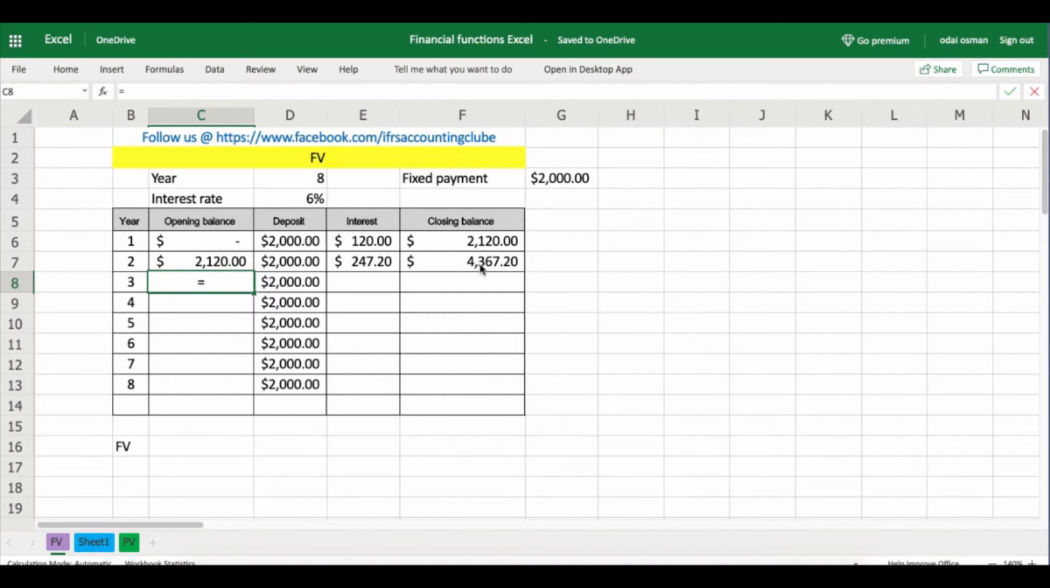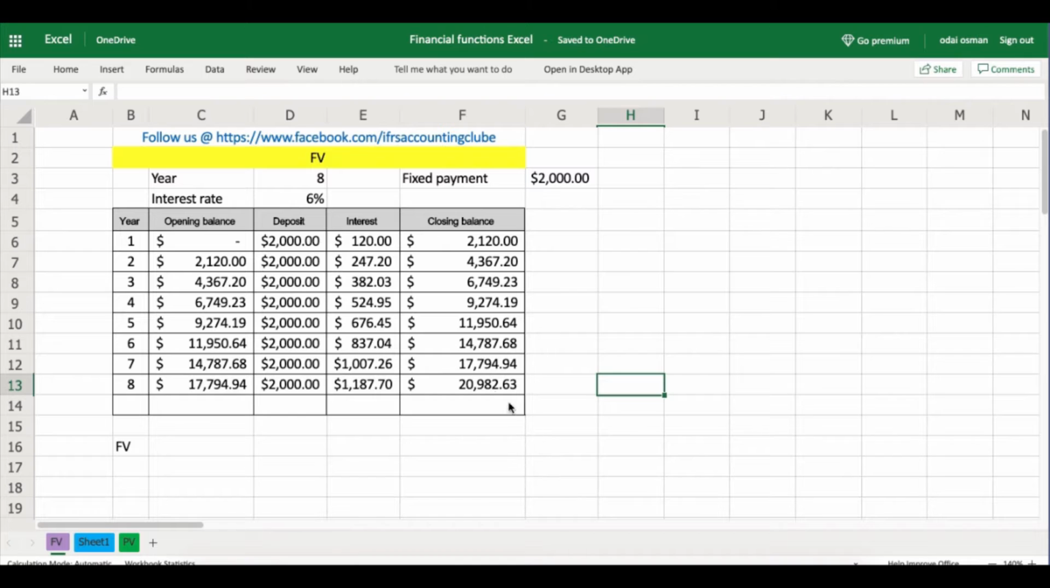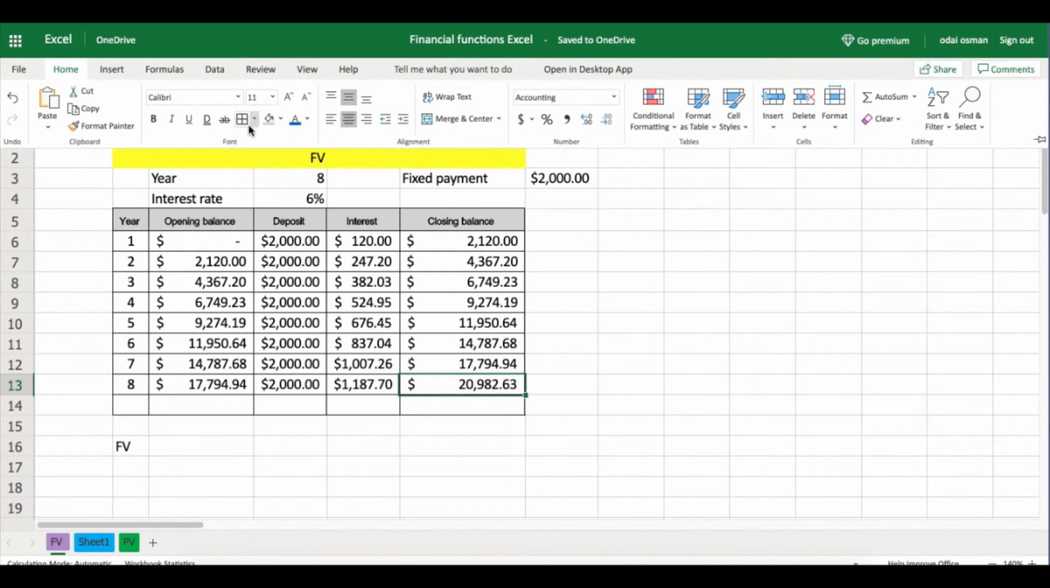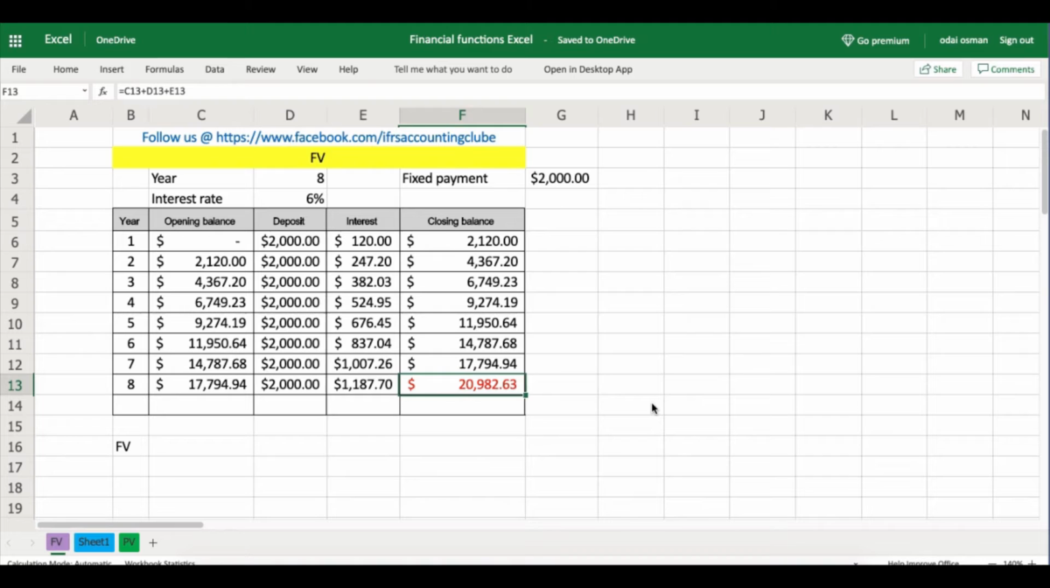So in the third year, opening balance equals closing balance of the second year. Let's drag down the formula to fill automatically up to the last year, and the interest as well and the closing balance as well. So this is the amount that we are going to receive as investing $2,000 each year over 8 years.